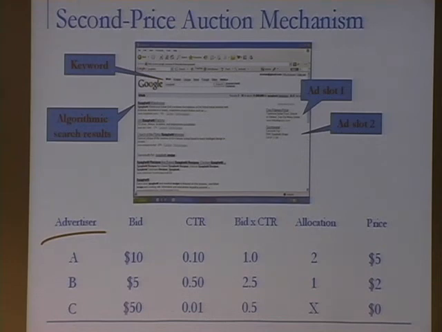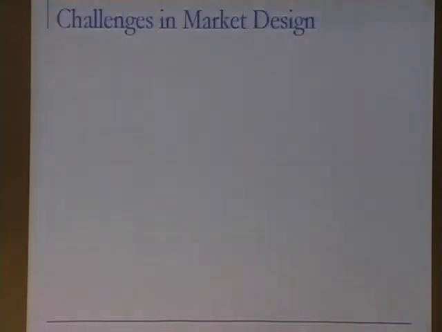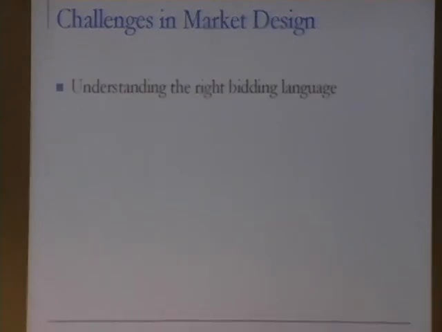So this is the general framework I'm going to explore in this talk, and there are many challenges that are introduced by this market design. For one, we need to think about what is the right bidding language for these advertisers. So currently, we're asking advertisers, how much do you value each click, and what's your maximum budget? Are these the questions that we should be asking? Should we allow the advertiser to have more expressivity?